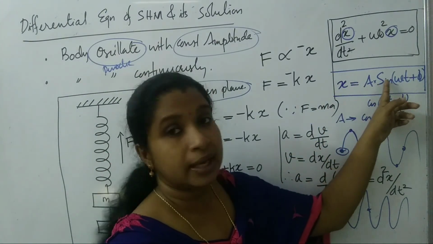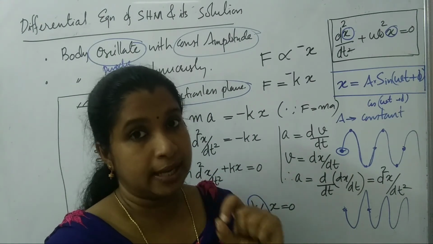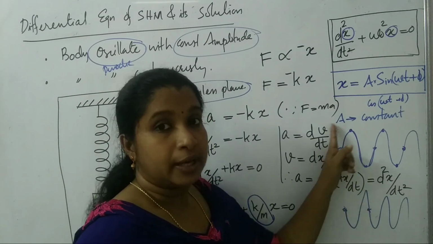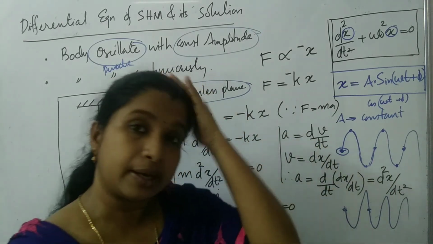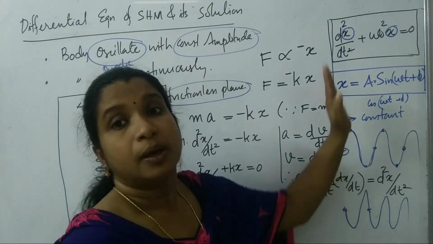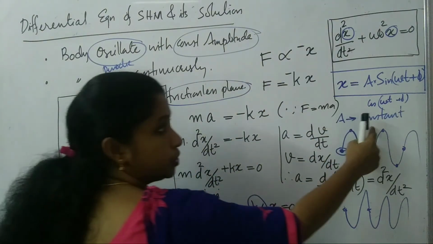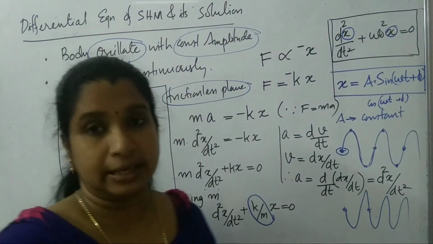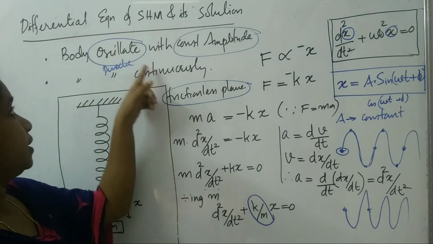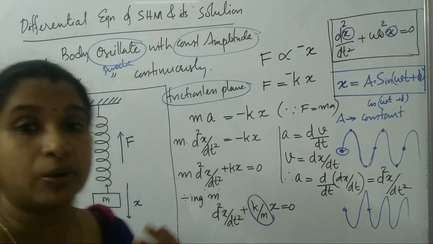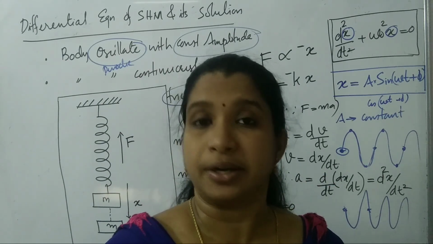Then what is the second term? Sin(omega t plus phi). What does the presence of the sine function indicate? The sine function indicates that the particle or body repeats in regular intervals of time. That motion repeats in regular intervals of time is called periodic motion. So we can state that the body oscillates. Here the motion is oscillation due to the presence of the sine function. So from the solution we can generalize these two conditions: the body oscillates with constant amplitude, and if it oscillates with constant amplitude, the body oscillates continuously.